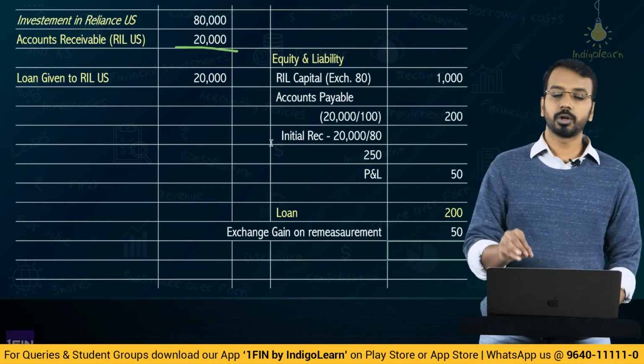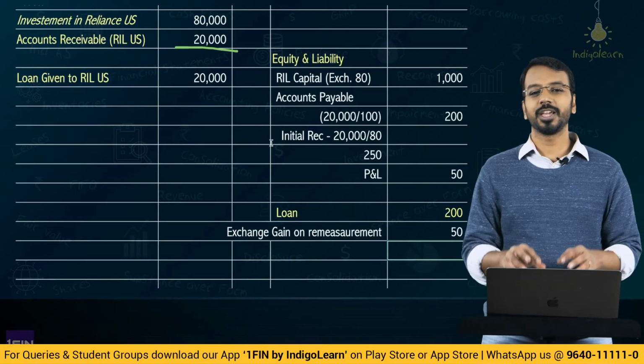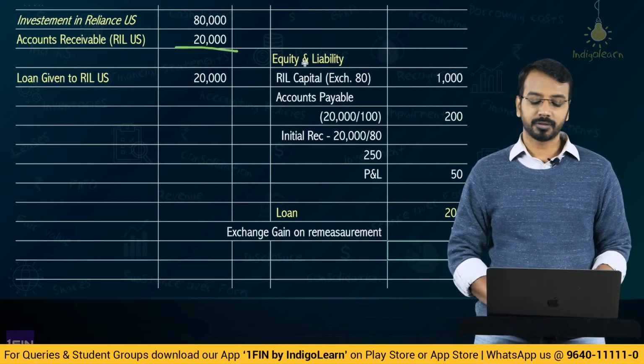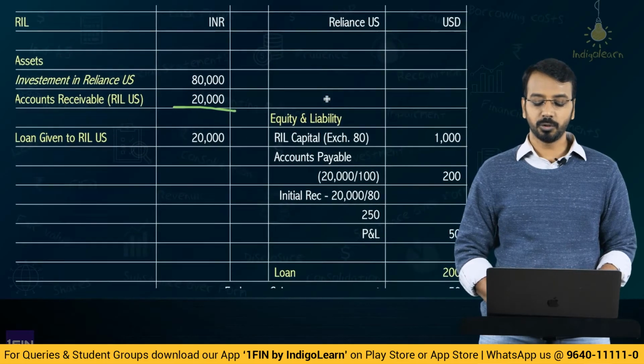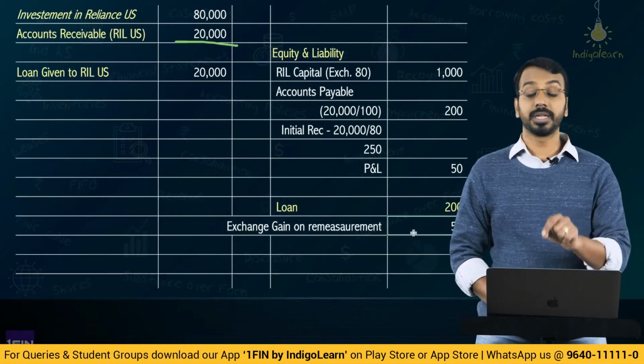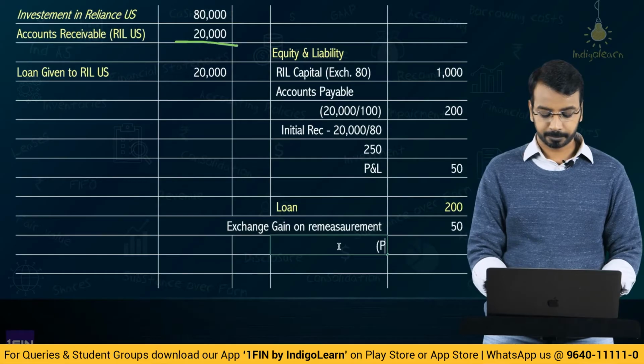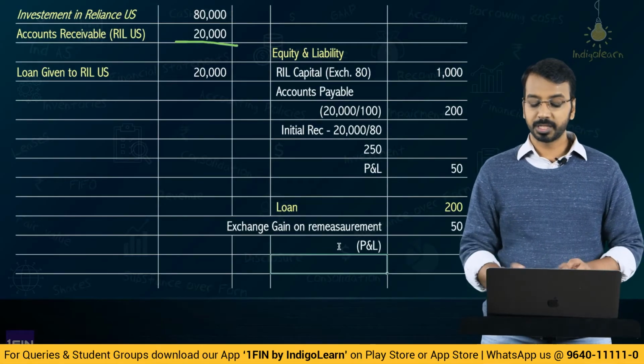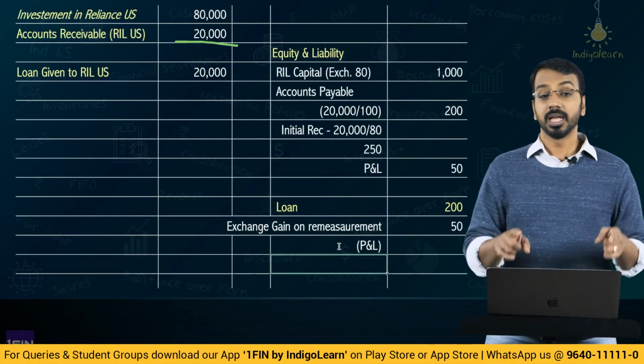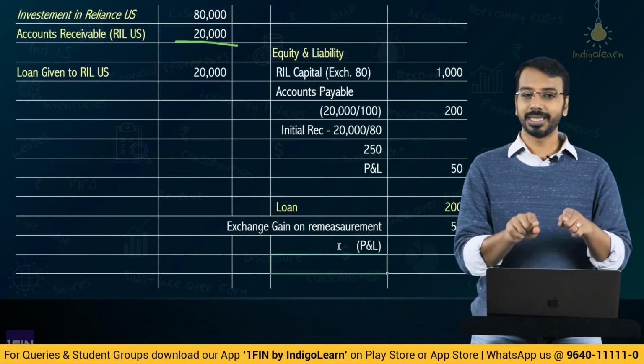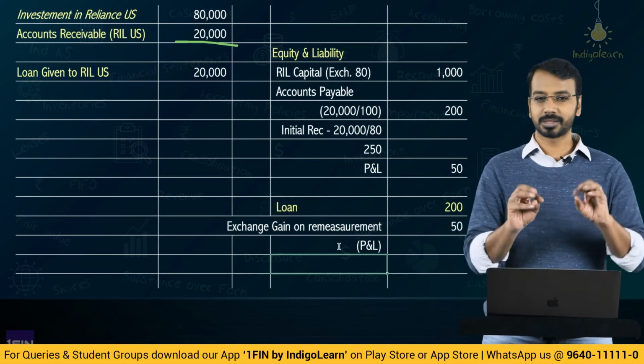Which will be equal to 50. Now, what should I do with this 50? This 50 of gain should also be recognized in the P&L of the branch. So, what the branch will do? This 50 will also be recognized in P&L. Now, whatever I have told you so far in this example, you already know. This is just a revision.